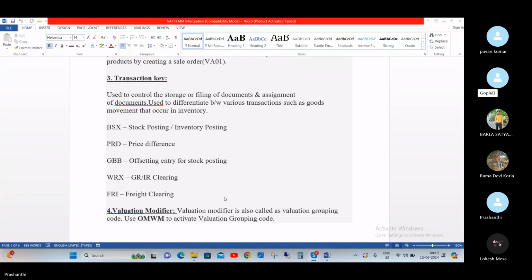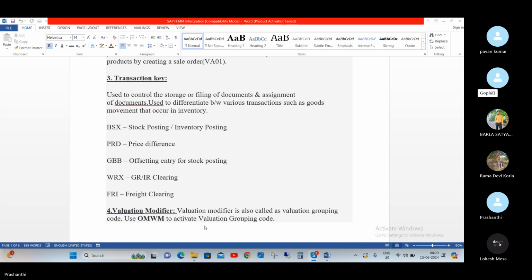Price difference: if in some situations a price difference happens. For example, yesterday someone asked one doubt. The invoice is for one quantity at a price of 10,000, but whenever the payment comes into the picture, the price will be a little bit different. In what cases will it happen in the entries? The extra price will come into the price difference account. So from that point of view, we maintain one GL to assign to this price difference account. Next, GBB offsetting entry, WRX, GRIR account, FRL, price clearing.